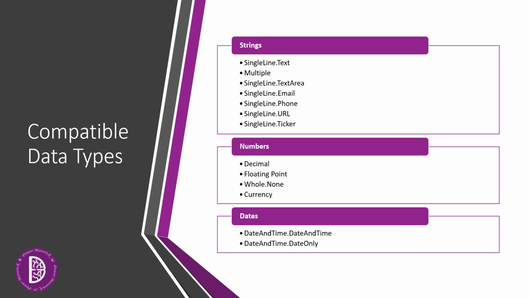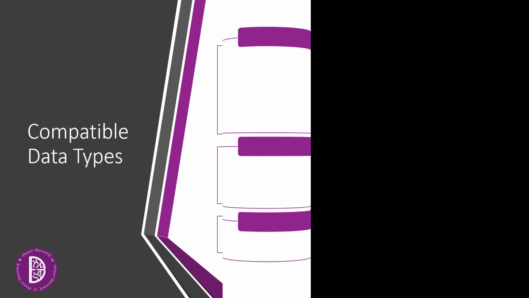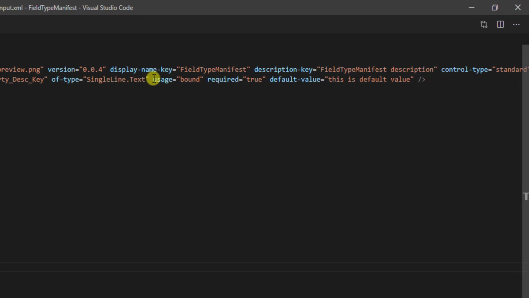You cannot combine strings and numbers or strings or dates. So whenever you create a type group for a Canvas app, it has to be within these groups. The next attribute is usage. Usage has two values, bound and input.